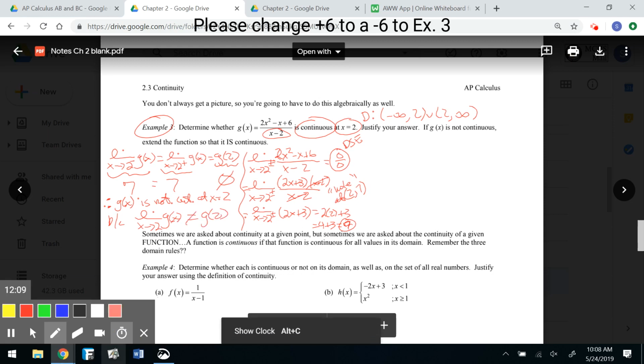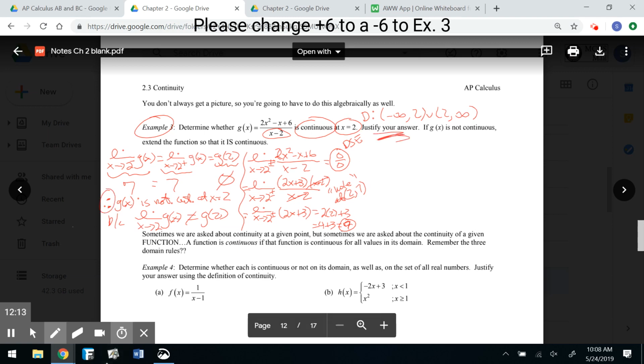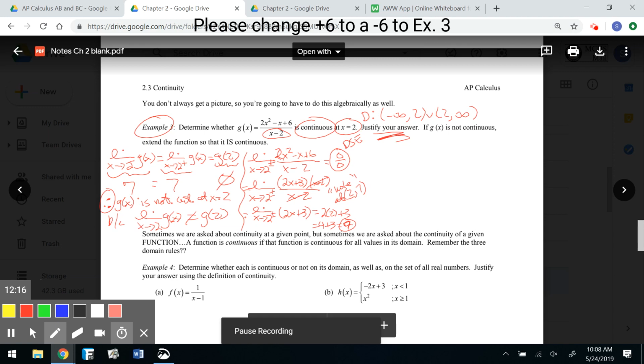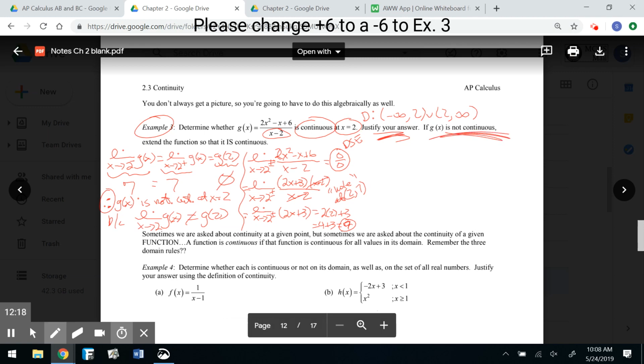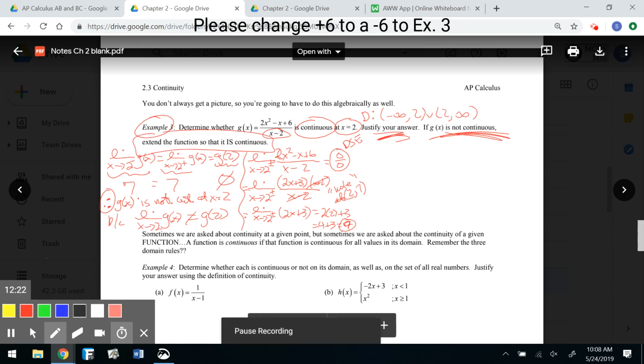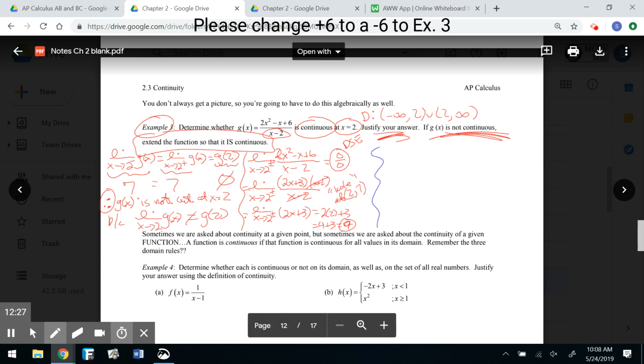Now, the cool thing about this problem is that they say justify your answer. That's all my justification right there. That's what that therefore symbol does. And it says if g of x is not continuous, which it is not at x equals 2, can you extend a function? Now, I'm going to use blue because this problem gets even cooler. I'm going to cheat a little bit. What I'm going to do is create a new g of x so that this works out. In order to do this correctly, I have to create a piecewise function.